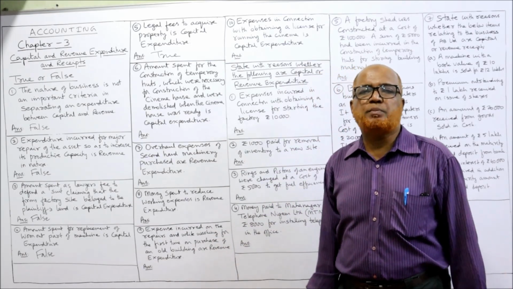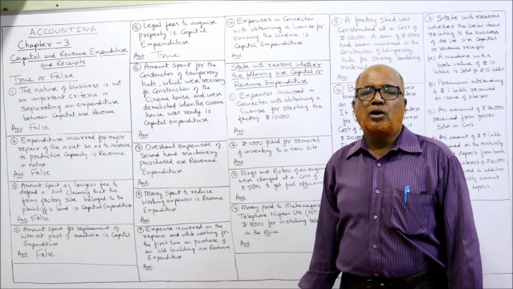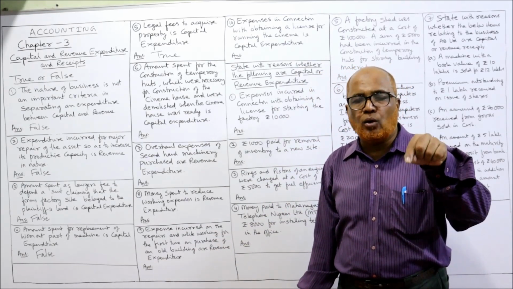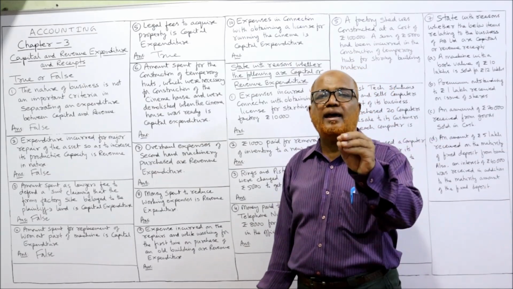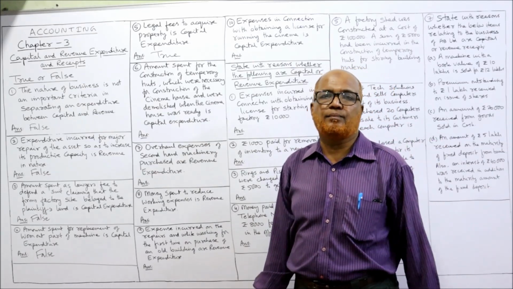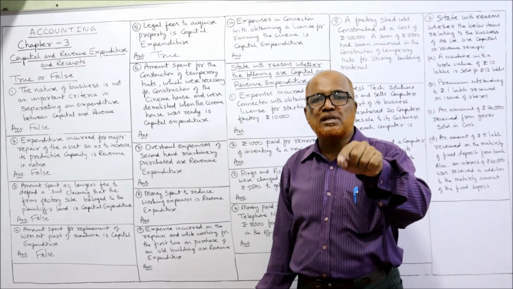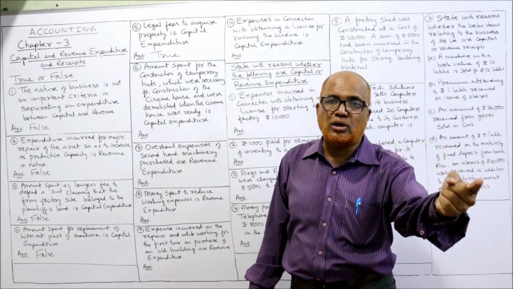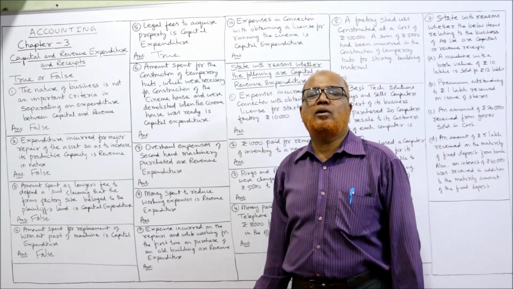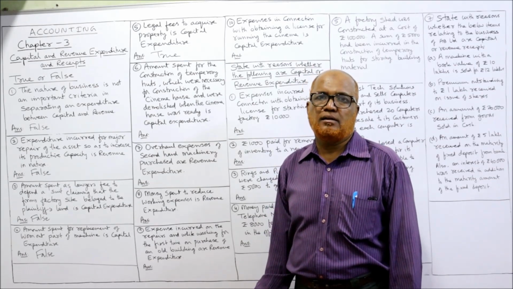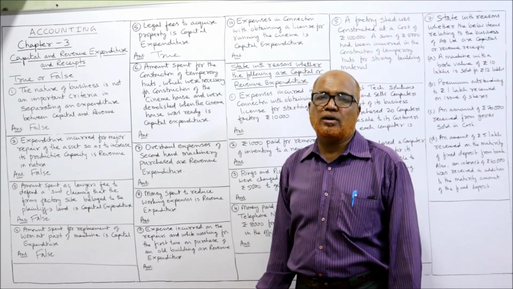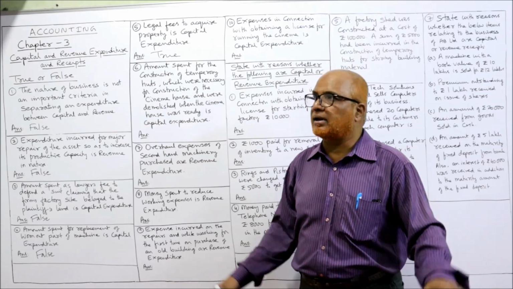Example, a building is purchased for 50 lakh. To get the ownership of that building, 5 lakh rupees legal expenses are incurred. So now this 5 lakh rupees legal expenses will be added to the cost of the building. Now building cost will be 55 lakh. So legal expenses incurred to acquire the property is a capital expenditure.